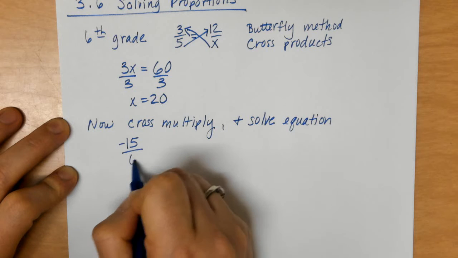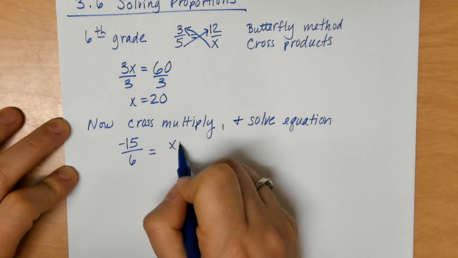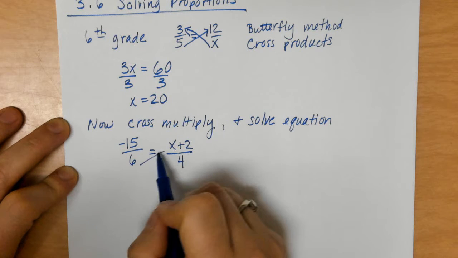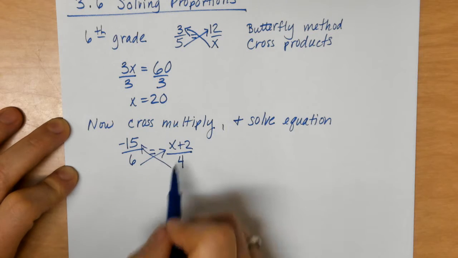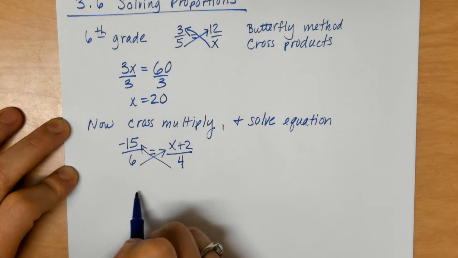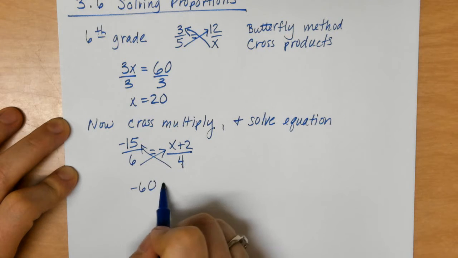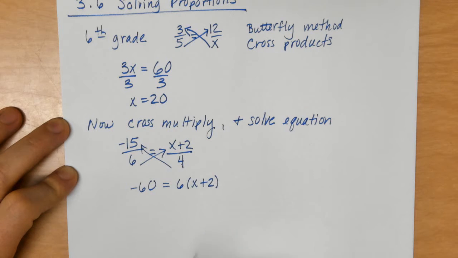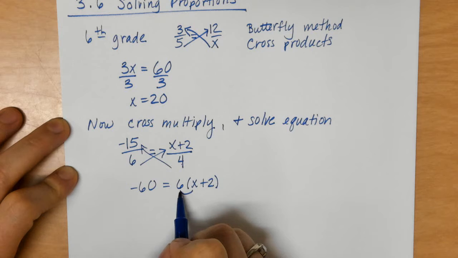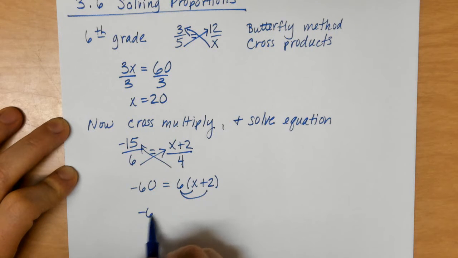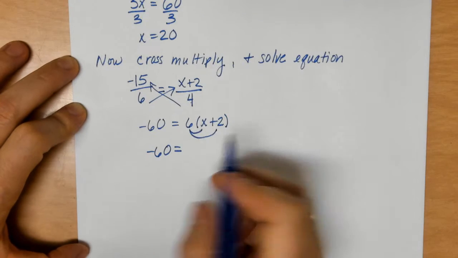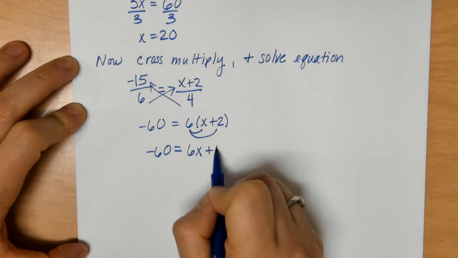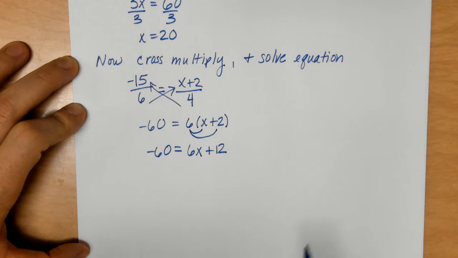So negative 15 over 6 equals x plus 2 over 4. And we're still going to start with the cross products. 4 times negative 15 is negative 60. I'm going to go ahead and write this out as a multiplication to make sure that I do my distributive property properly. So negative 60 is equal to 6 times x is 6x, 6 times 2 is positive 12. And now I have a problem that I can solve.